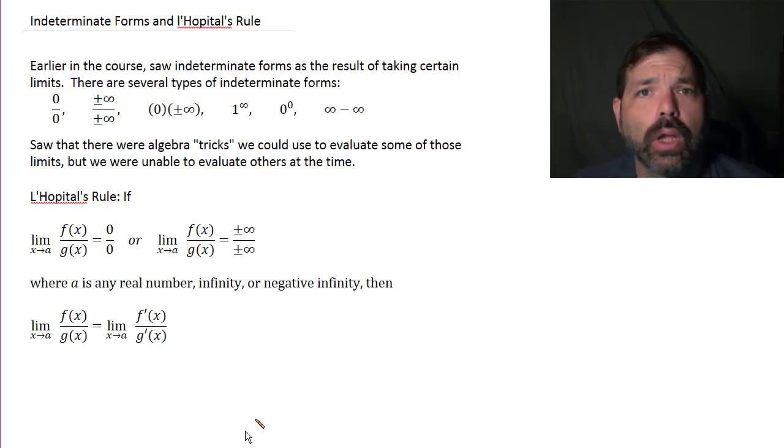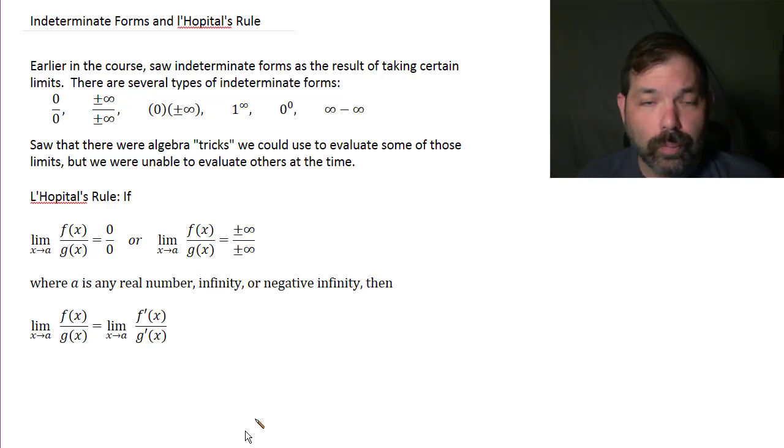So earlier in the course, we saw indeterminate forms when we were taking limits. And these came up in certain ways: 0 over 0, infinity over infinity, 0 times infinity, 1 to the infinity, 0 to the 0, infinity minus infinity. And so we saw some ways that we could work with these provided certain things happen algebraically. A common factor we were able to remove, or certain other situations we learned how to deal with. But there's another rule that allows us to evaluate these limits that yield indeterminate forms.